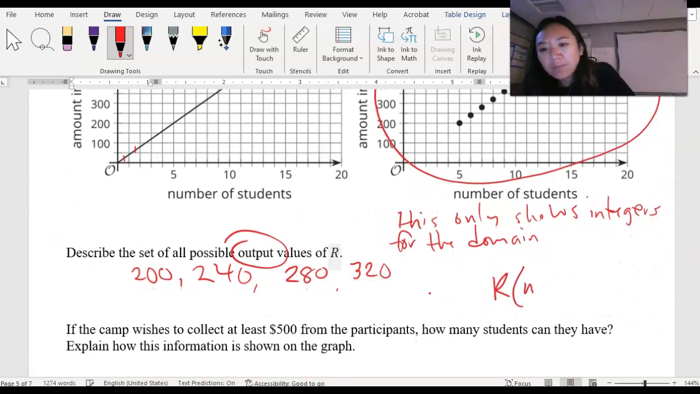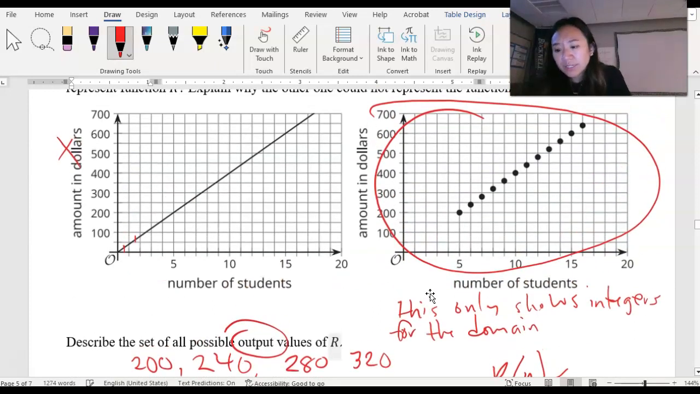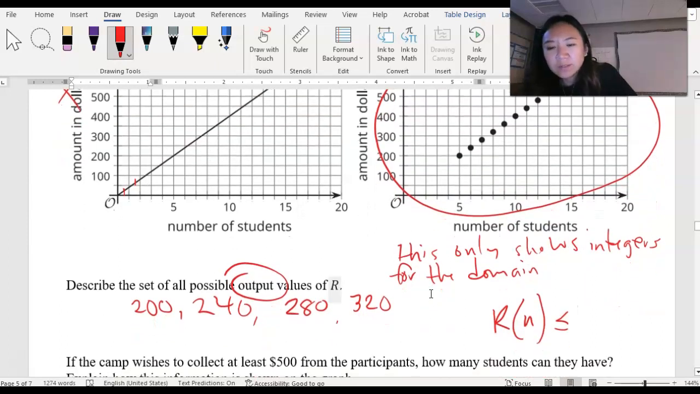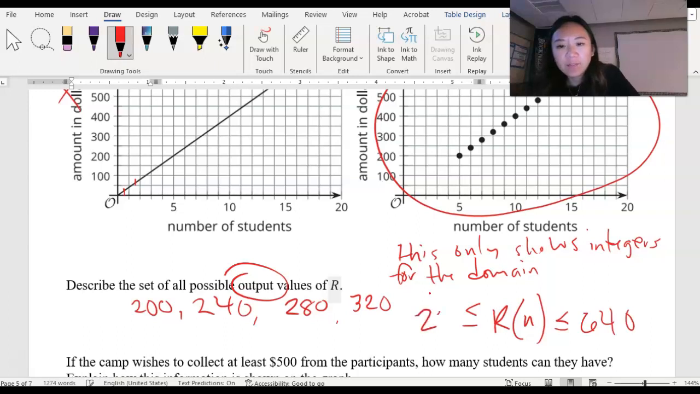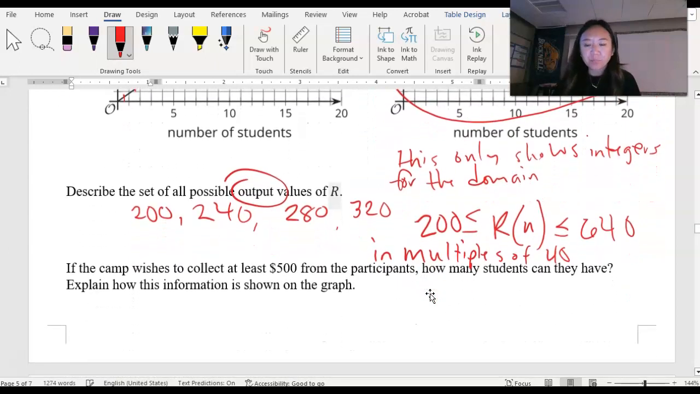R of n is going to be less than or equal to our greatest amount, 16 times 40, which is 640. And then greater than or equal to, if our least number of people is 5, 200, in multiples of 40, because we're going up 40 each time we add a person.